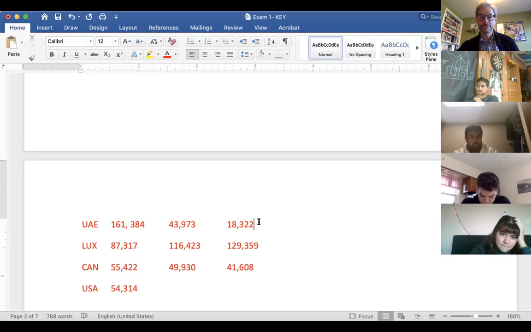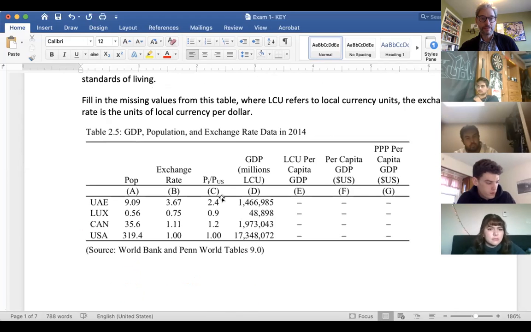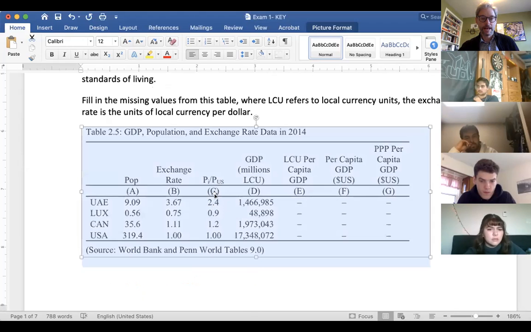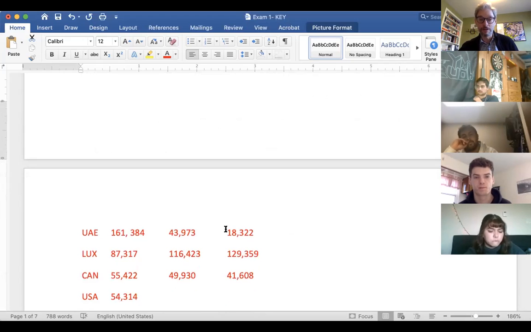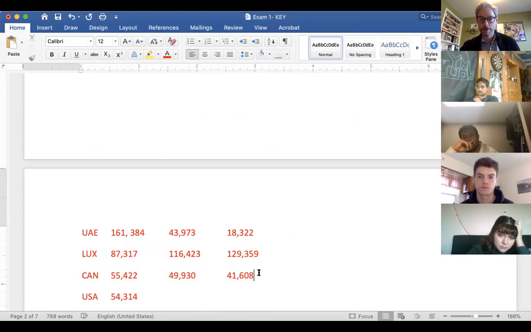And then the third column is, now I have to adjust by differences in the price level. So the price level is this column here, P_I divided by P_US. I have to divide by the price level to get these figures in the third column. And so what you see is, in terms of purchasing power parity, the UAE has purchasing power parity GDP of 18,322, Luxembourg of 129,000, Canada 41,000. The US, because it's all in dollars, and we're all comparing this relative to the US, stays at 54,000, right?